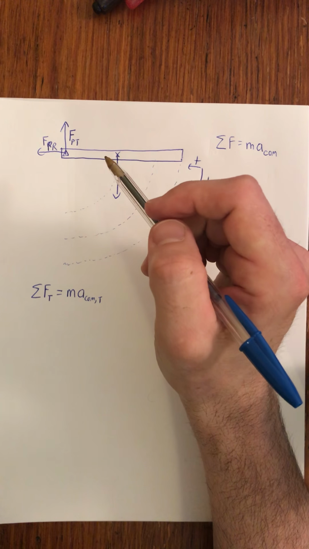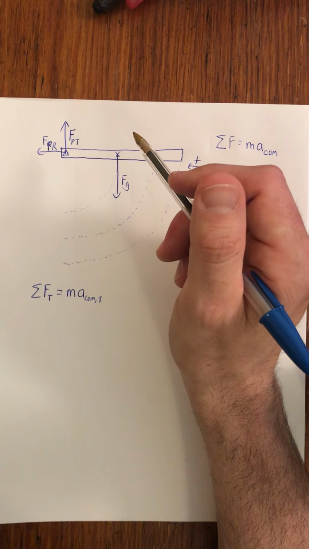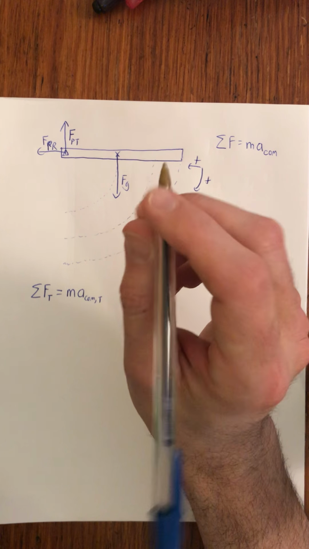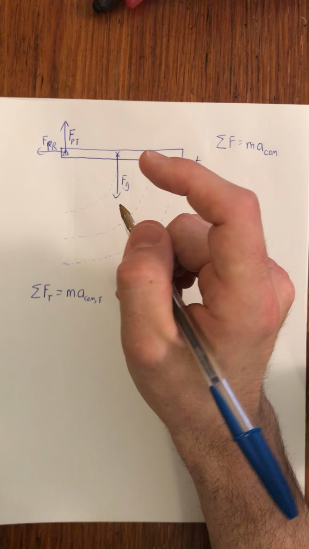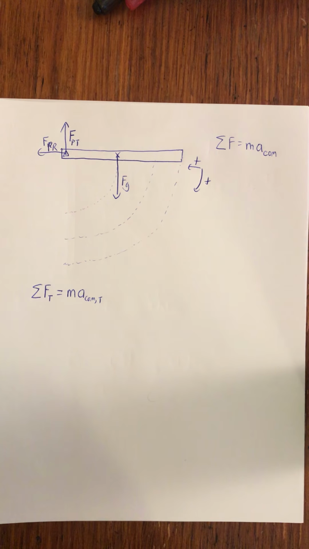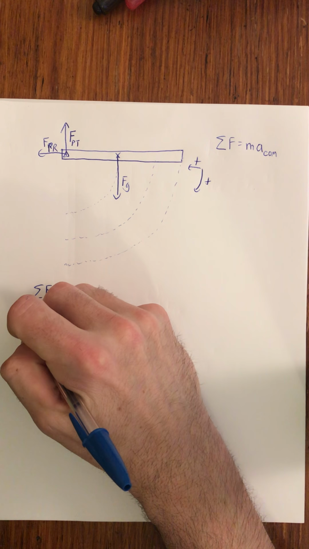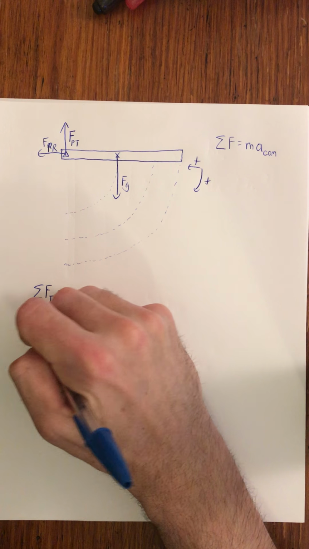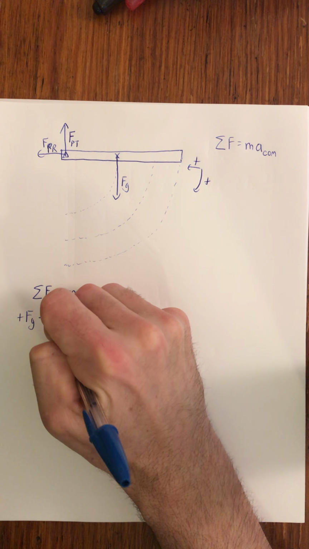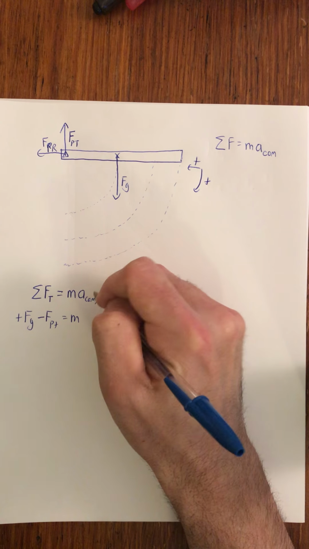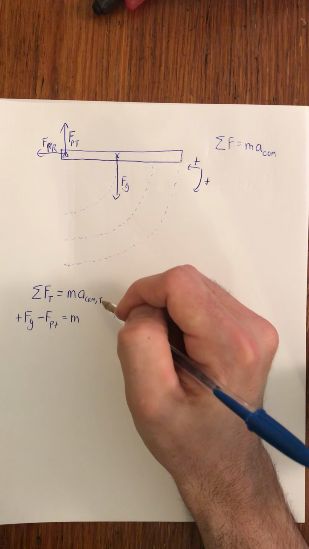Now I know r hat formally is outwards is positive, but just for the sake of argument, we know the acceleration along the radius is going to act inwards, so we're just going to change the axis because it doesn't matter here. So therefore, a positive Fg minus an FPT would equal m times the acceleration of the center of mass tangentially.